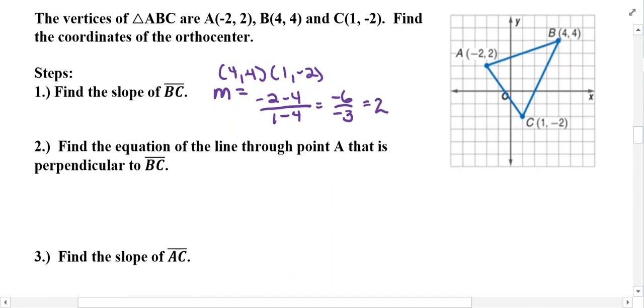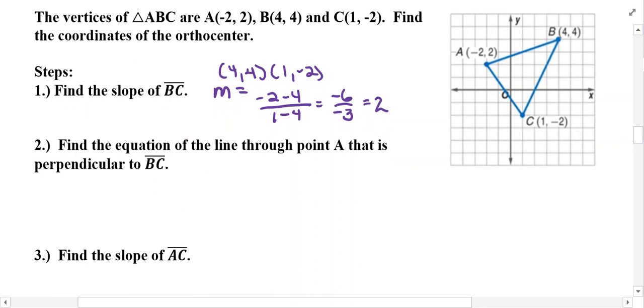Then I want to find the equation of the line through point A, which is the vertex that's opposite BC, that's perpendicular to BC. So if the slope is 2, the slope of the perpendicular line is going to be -1/2. Point A is (-2, 2). So I'm going to use the point-slope form to find that equation. So y minus 2 equals -1/2 times x minus negative 2, so x plus 2.